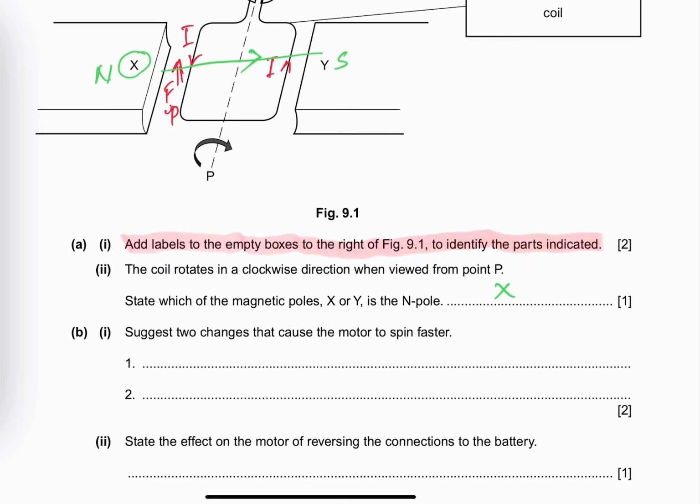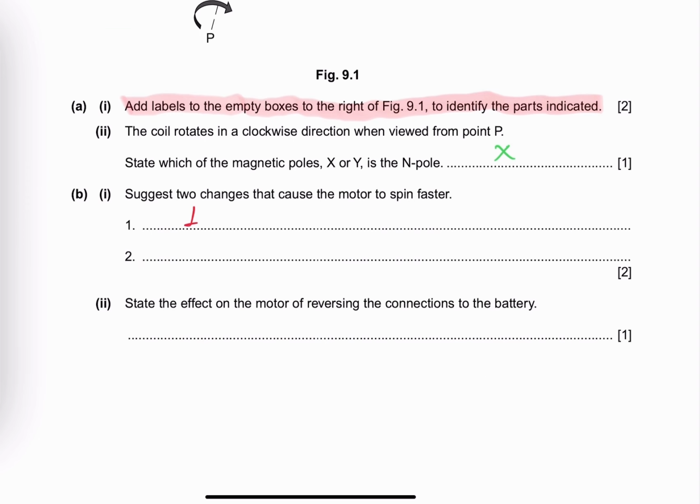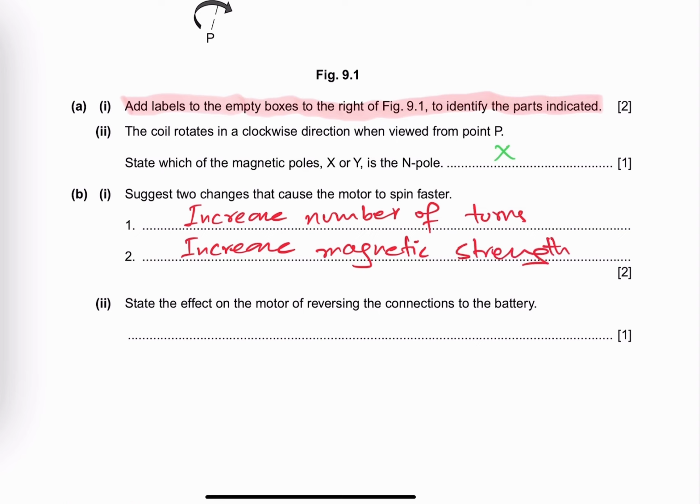So, just two changes that cause the motor to spin faster. Okay, so to spin it faster, what we can do, we can increase the number of turns, or we can increase the magnetic strength. Okay, or we can increase the current as well.